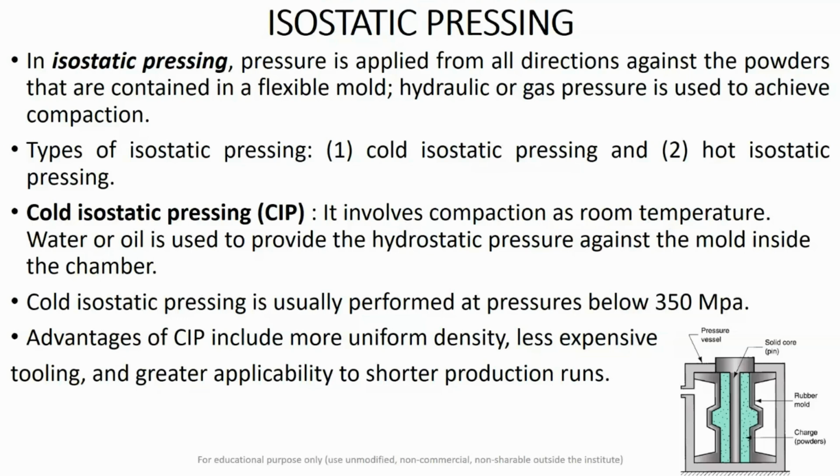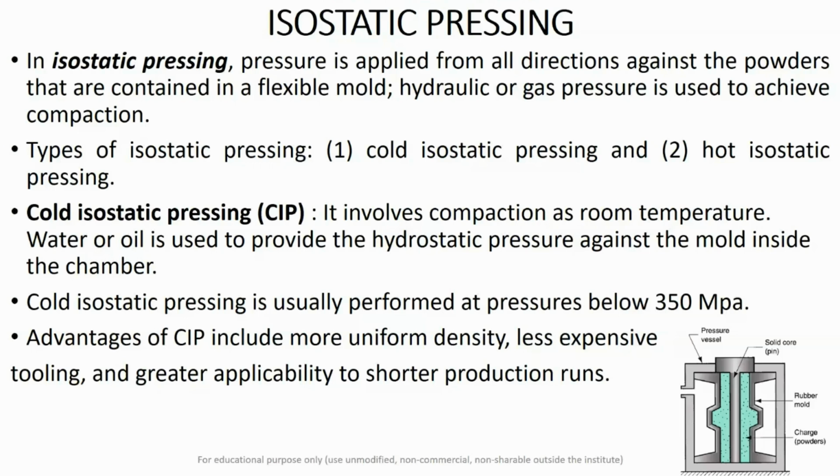And as the name suggests, in cold isostatic pressing, the compaction takes place at room temperature, and pressure is applied with the help of water and oil. This compaction pressure is usually less than 350 megapascal. And what is the advantage? The advantage is that you get more uniform density as compared to the conventional powder metallurgy compaction process.